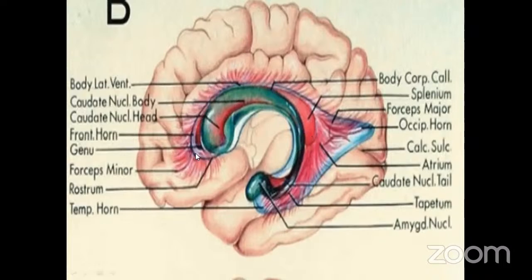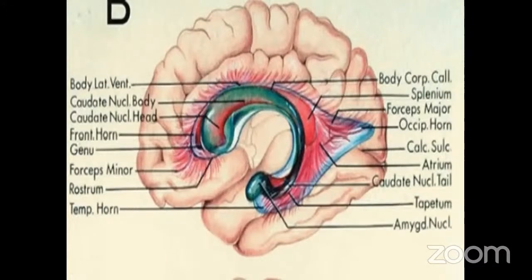Also, in this picture, you can appreciate these red colored fibers. These red colored fibers are nothing but the corpus callosum. And then you can see the various projections coming out from these red color fibers. These are actually the projections which are interconnecting the various areas within the two frontal lobes.